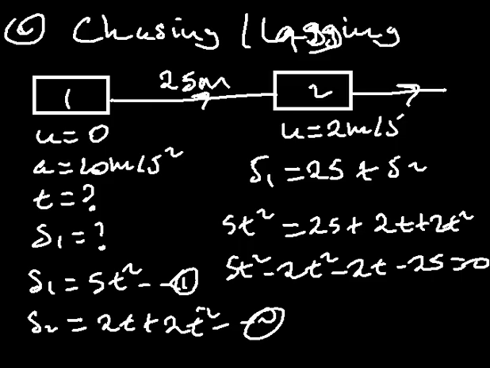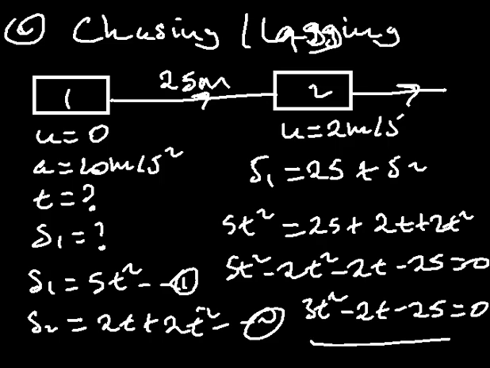So what would that be? Now we have 3t squared minus 2t minus 25, which is equal to 0. And from here you'll be able to find the time either using the factor method, if it works, or the quadratic formula. And from there you'll have the distance covered by object 1 and also the distance covered by object 2 using the same principles.